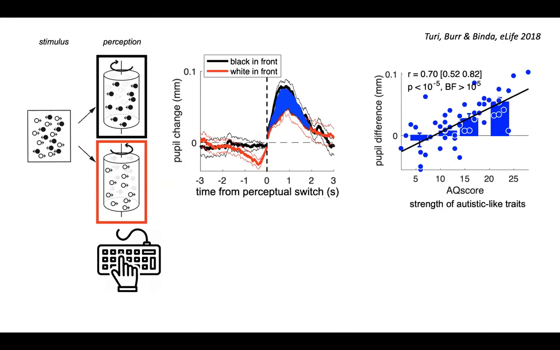And this is in line with the concept that participants with higher autistic traits tend to have a more local focus on the front surface, whereas participants with low autistic scores tend to have a more global focus, comprehending both the front and the rear dots surface, and therefore fail to modulate their pupil diameter based on the perceptual report.